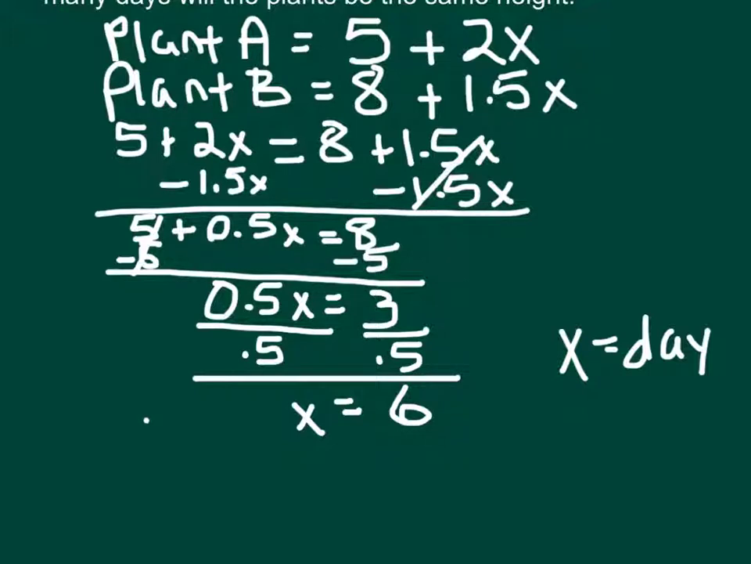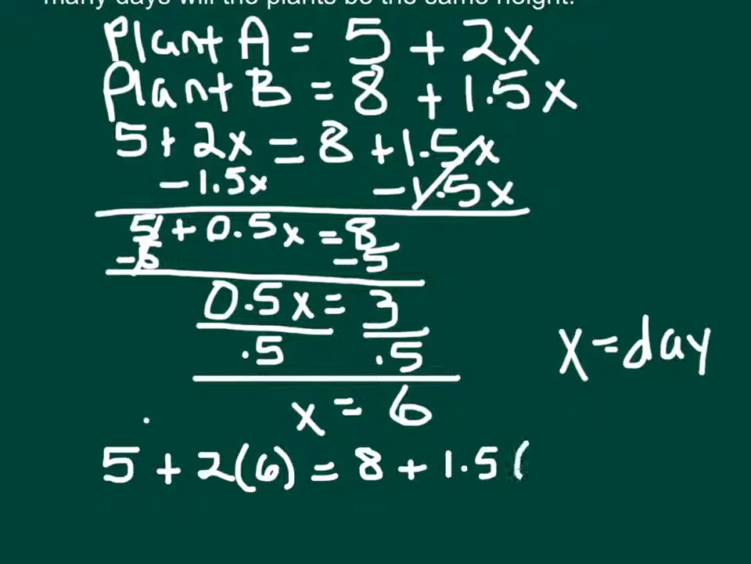Now let's take the information that we know. We know that we've just predicted that after 6 days, when x is 6, the plants will be the same height. So let's take the information that we know up here in the equation. We start out at 5 centimeters tall, and we grew 2 centimeters per day for 6 days. And that's supposed to be equal to the plant that was 8 centimeters tall and grew 1.5 centimeters per day for 6 days. So let's move this up so we can have room to work.